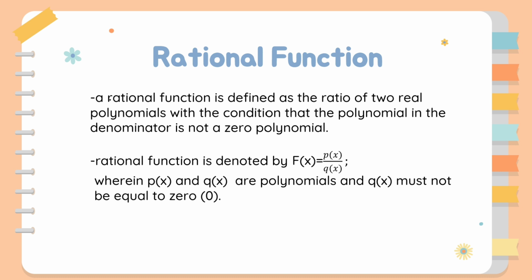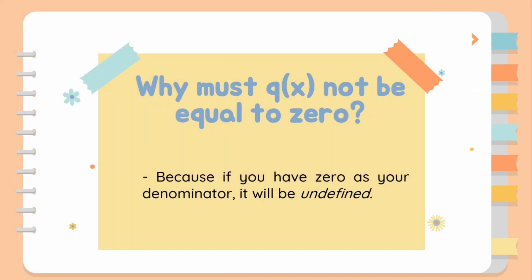A rational function is denoted by f of x equals p of x over q of x, wherein p of x and q of x are polynomials and q of x must not be equal to 0. Why must q of x not be equal to 0? Because if you have 0 as your denominator, it will be undefined.